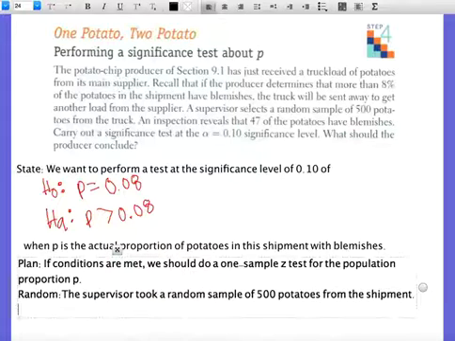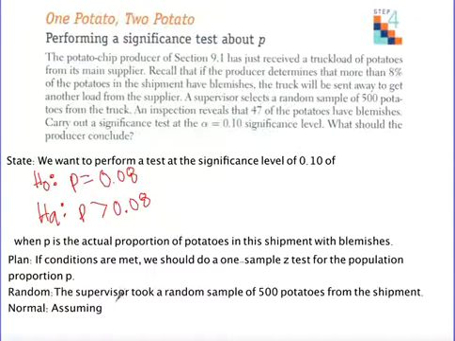That meets our random condition. The second one is to check and see if it's normal. So if we check to see if it's normal, we are going to first assume that our null hypothesis, which means that p is equal to 0.08, is true.